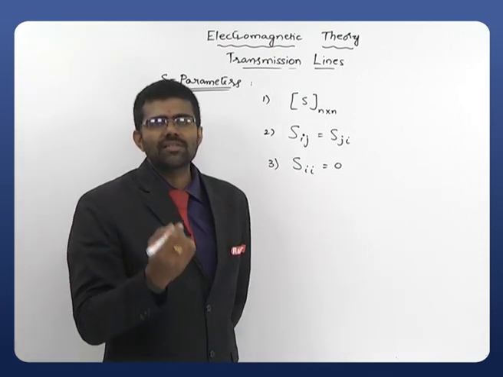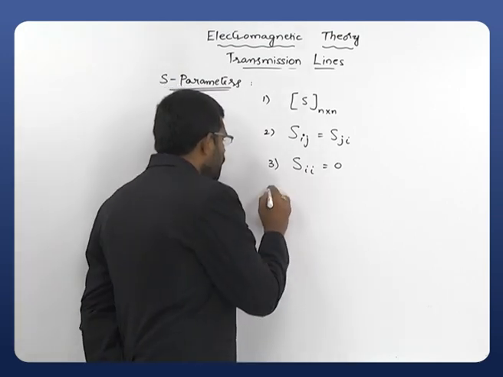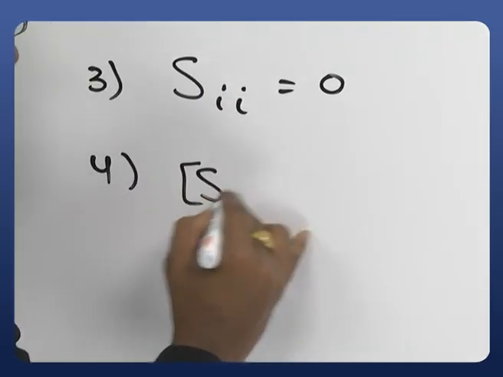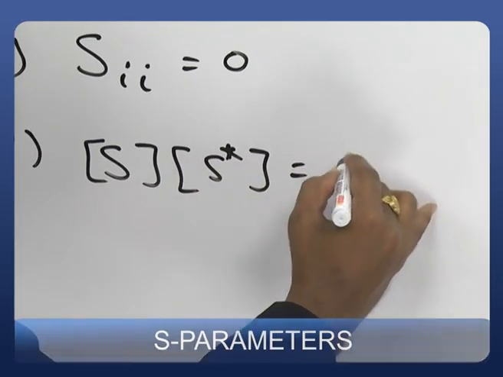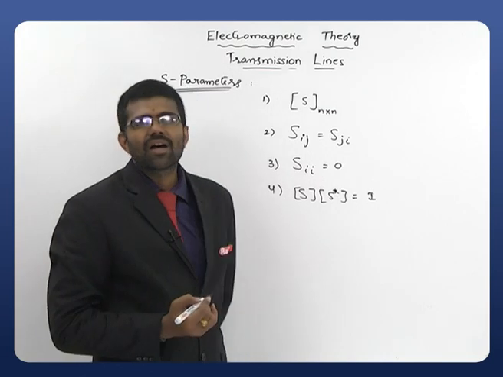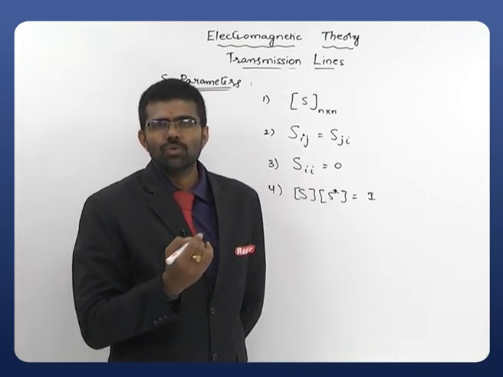And the next property is that it is always a unitary matrix. Unitary matrix means that the scattering matrix S multiplied with its complex conjugate S star is equal to the identity matrix I. So simply, if it is a unitary matrix, then S into S star is equal to I. That is what we will have.